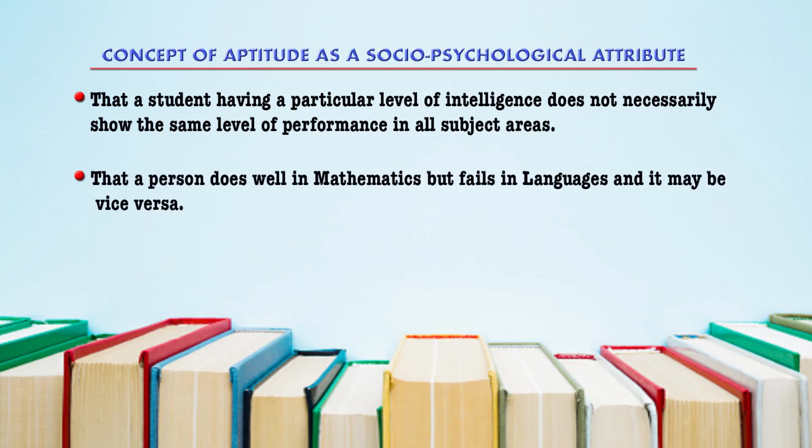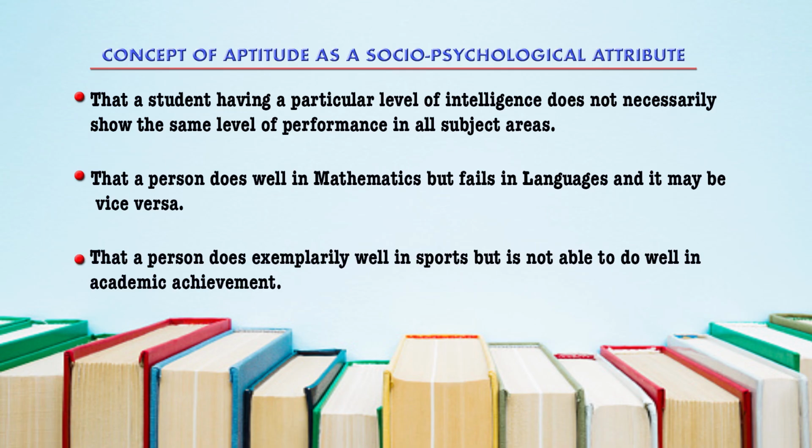Further, let me give another observation. You must have observed that a person does well in mathematics, but fails in language, and it may be vice versa also. That means a student is doing well in language, but not able to perform at the same rate on the same scale in other subjects. Then further, you must have observed that a person does exemplary well in sports, but is not able to do well in academic achievement.